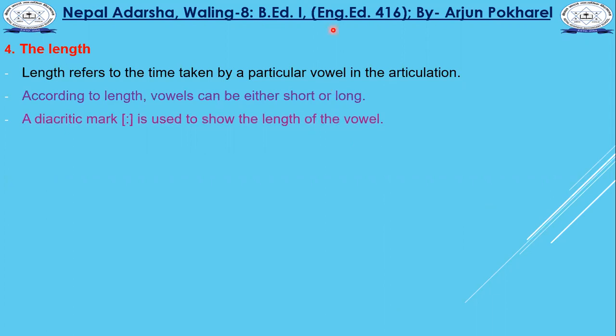A diacritic mark, this colon mark, is used to show the length of the vowel, to show a long vowel. The length is shown by a double dot, and this diacritic mark is known as the colon mark. Now let's look at short vowels.